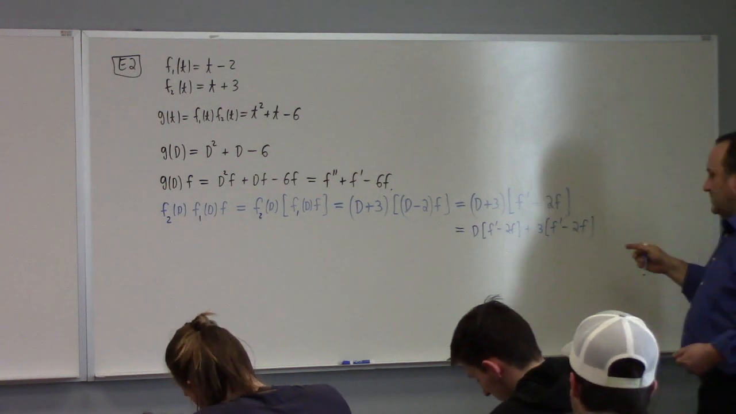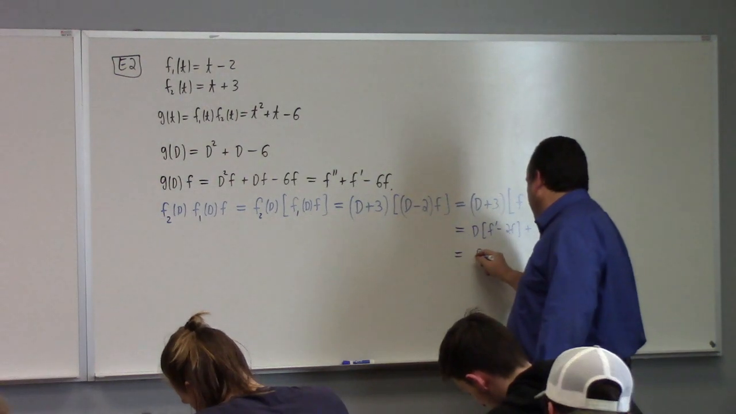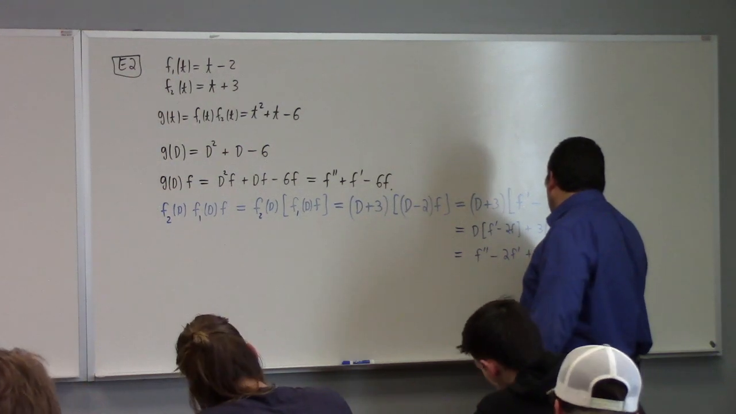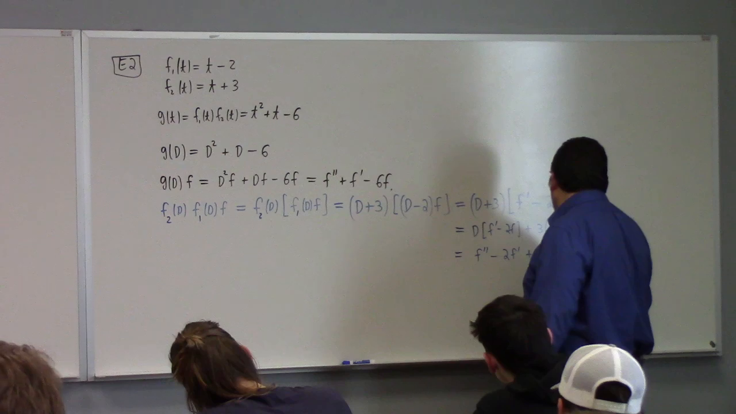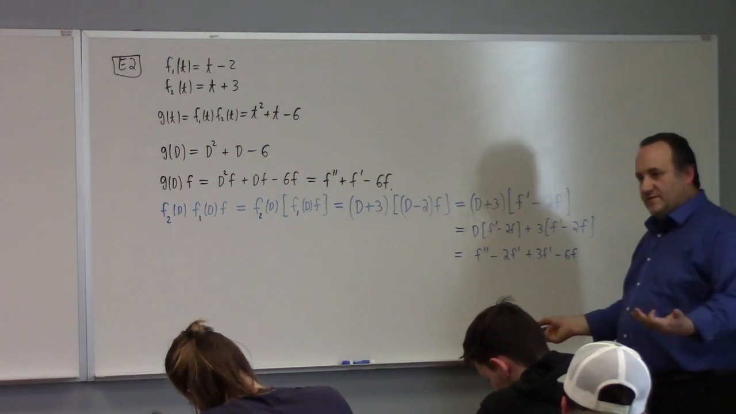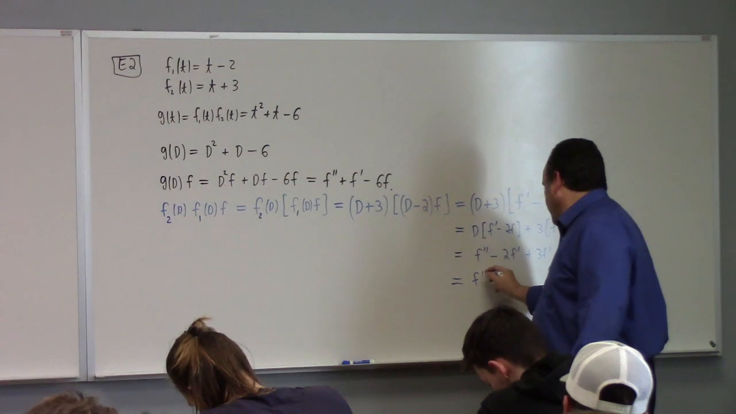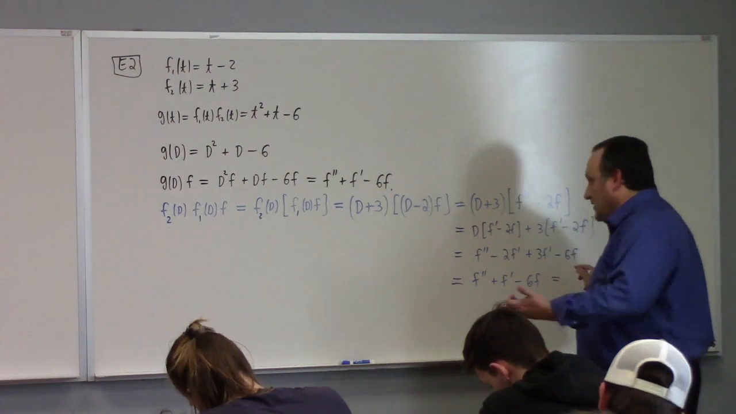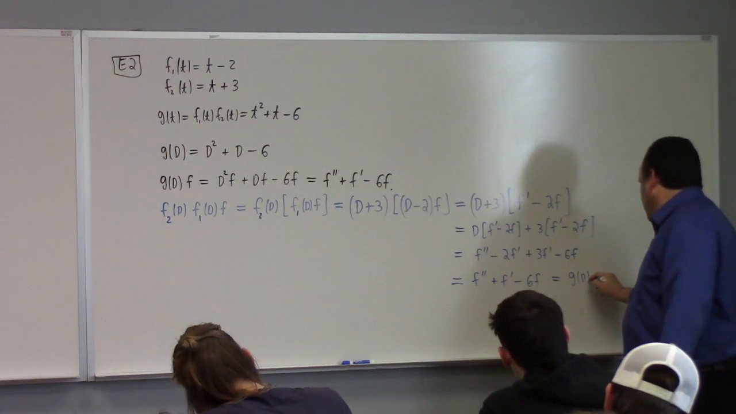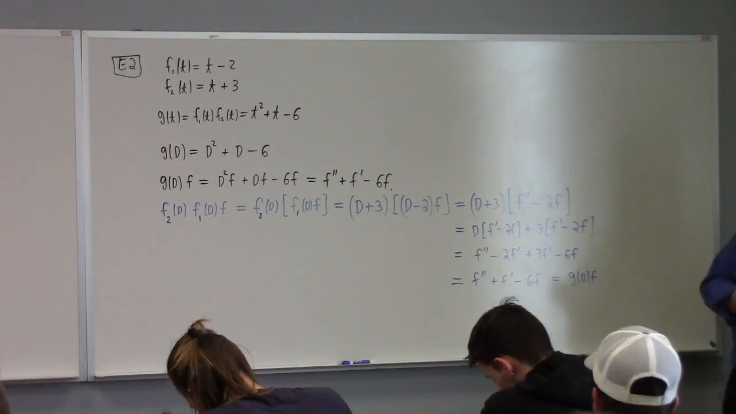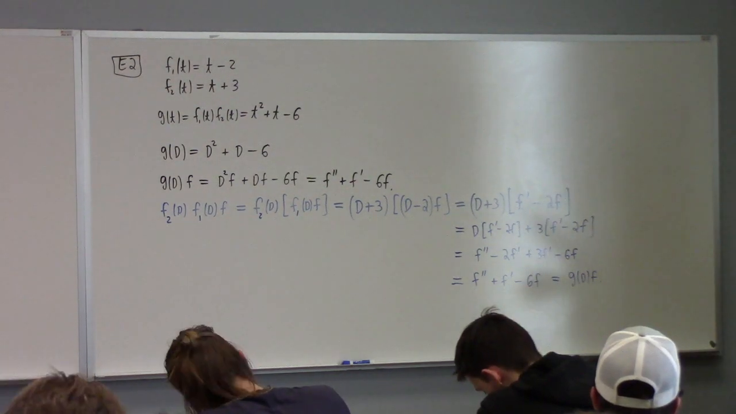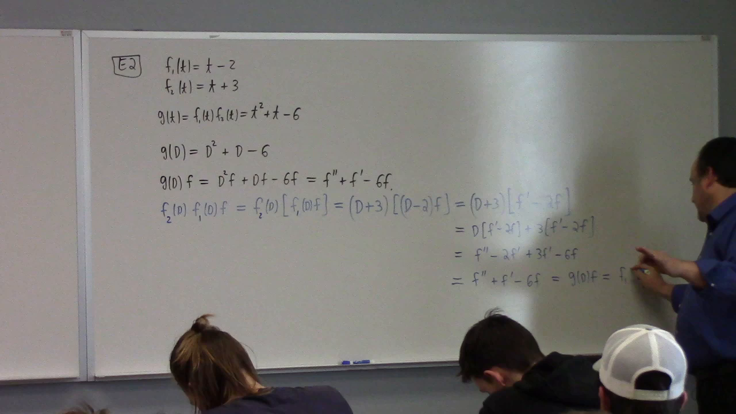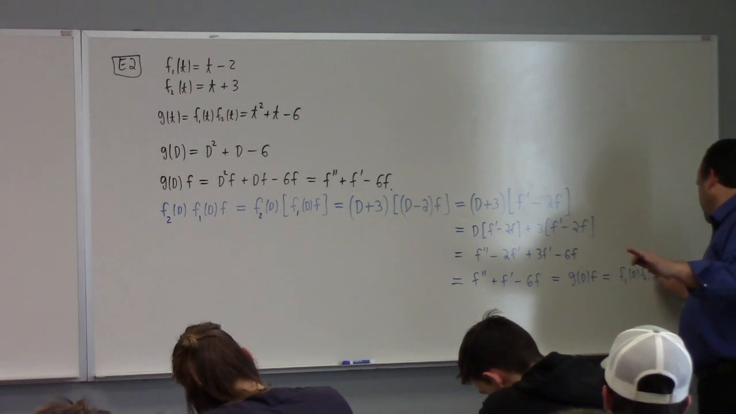So then what happens is we've got f prime prime minus 2f prime plus 3f prime minus 6f. But what is this? This is f prime prime plus f prime minus 6f, right? Which, of course, is equal to g of d acting on f. And by the way, we could have done the same calculation that I claimed we were doing at the outset. This would also be what we would get if we were to try f1 of d times f2 of d acting on f.